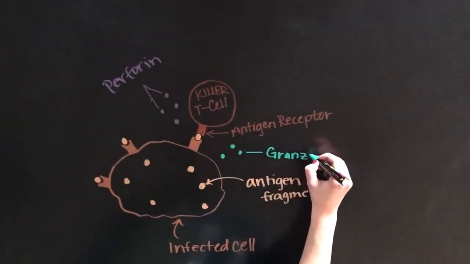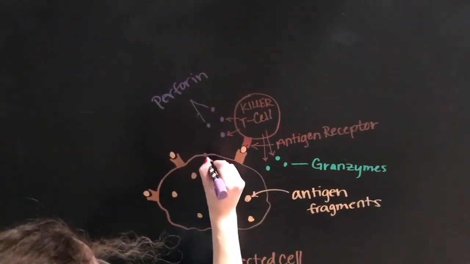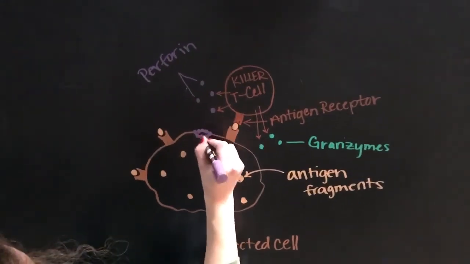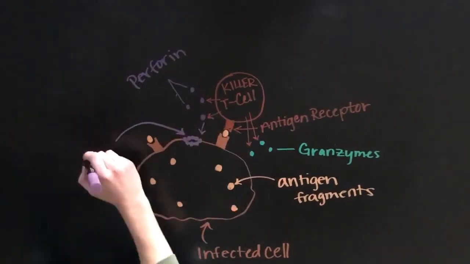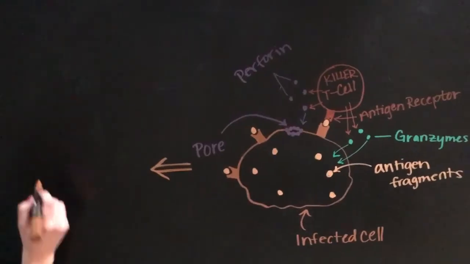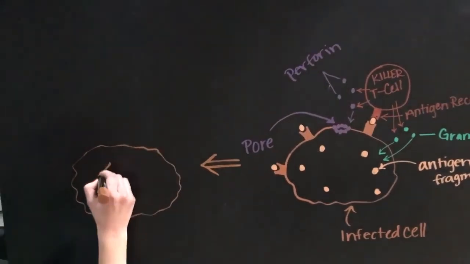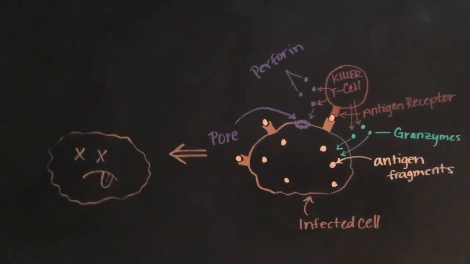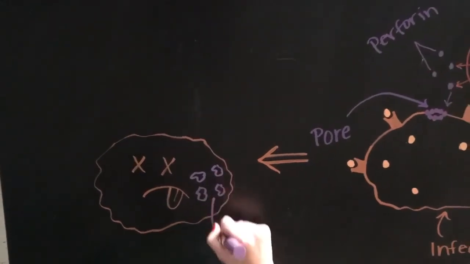The perforin forms pores in the cell's membrane, and granzymes are enzymatic material that break down proteins, and the granzymes enter the cell through endocytosis. So the granzymes initiate apoptosis of the cell, leading to the fragmentation of the nucleus and also the fragmentation of cytoplasm, which eventually will lead to cell death.